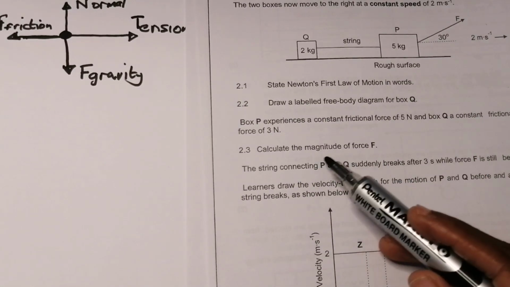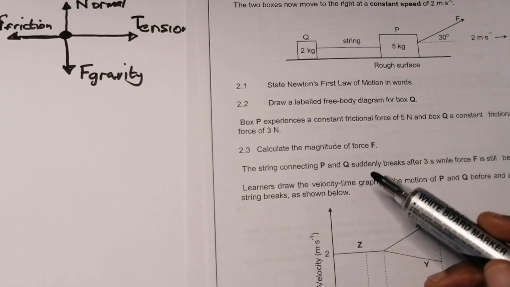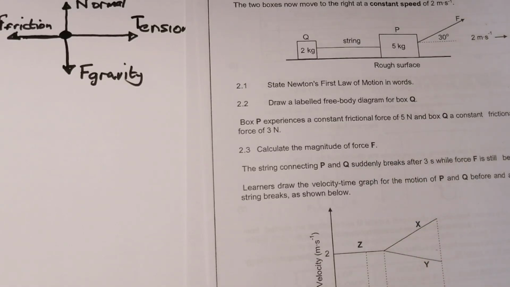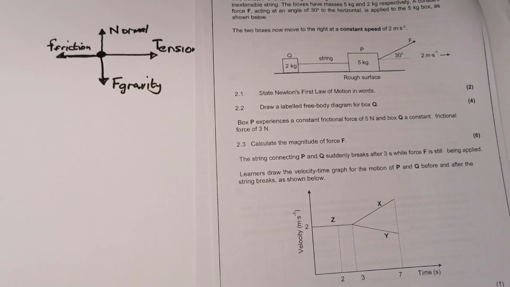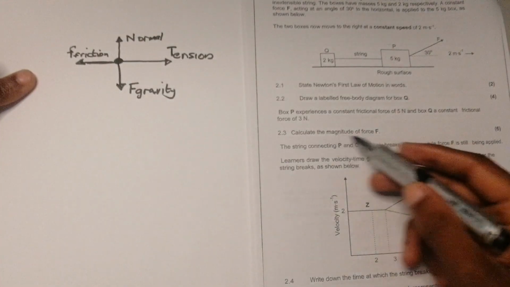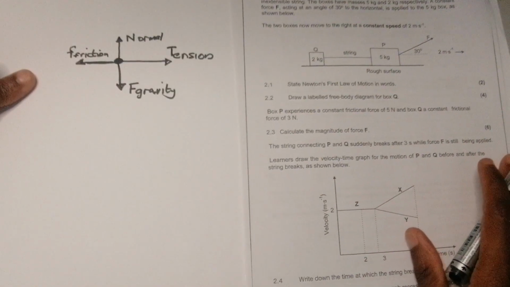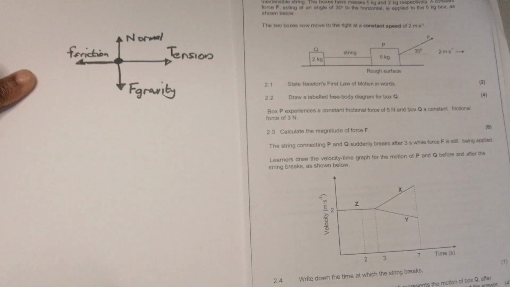Now they say to us, calculate the magnitude of F. Now that we have drawn the free body diagram, that's out of 6 marks. So now that we've drawn the free body diagram for this box, they said calculate force F. That means we're dealing with that force there. Now let's look at it.